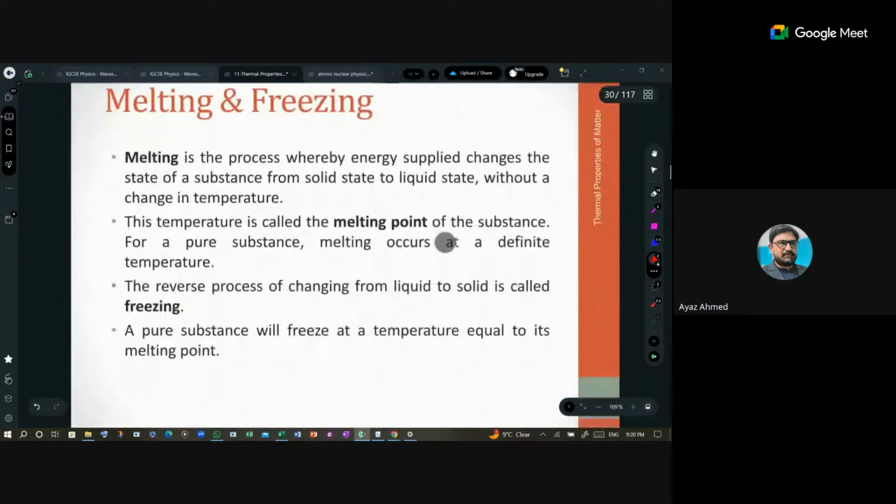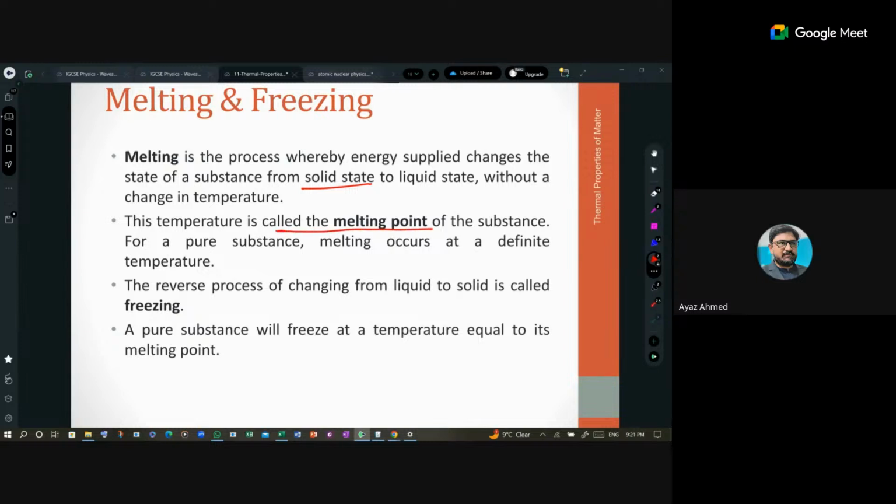Then we have melting. It is the process by which energy is supplied to change the substance from solid state to liquid. That takes place at a specific point, which is called the melting point. All pure substances have the melting point at a specific temperature. When we reverse that process, freezing takes place, and the freezing and melting points are always equal. Ice melts at 0 degrees centigrade, right? And water freezes at 0 degrees centigrade. So this is what we usually do for the liquids.